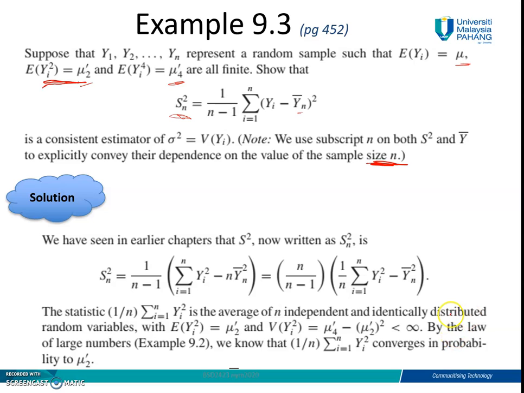So by the law of large numbers, which is shown in example 9.2, we know that this one will converge in probability to mu prime 2. Basically here you can see that when you solve this example, you use previous knowledge, a previous theorem. So sometimes you need to remember.